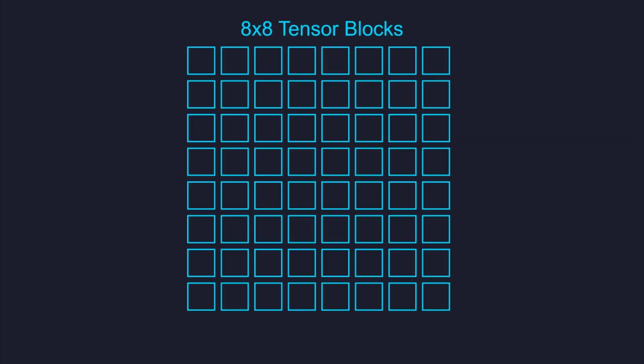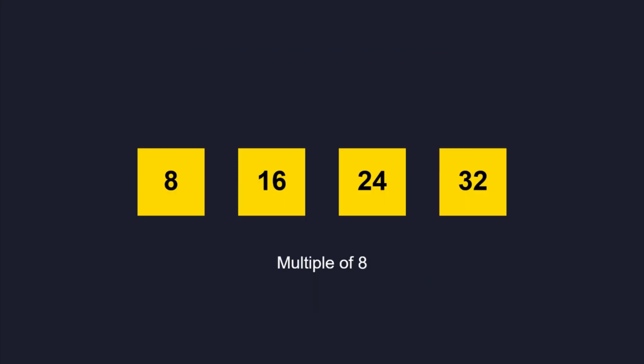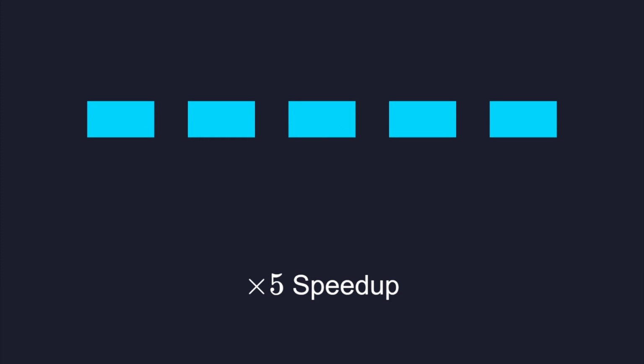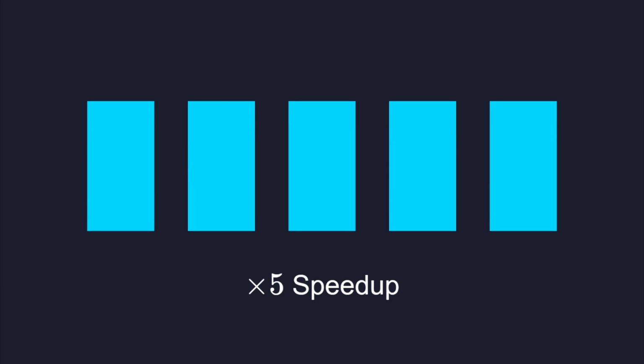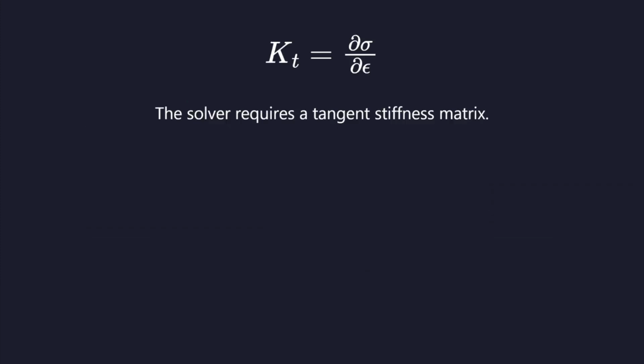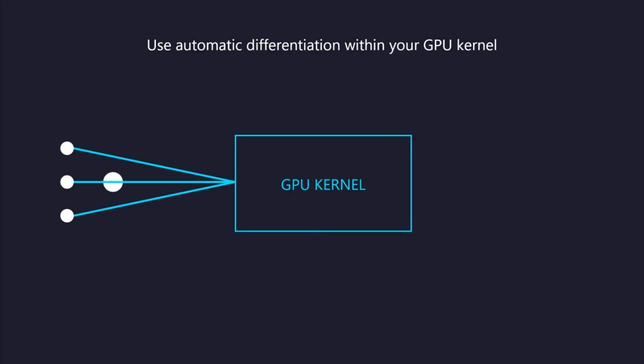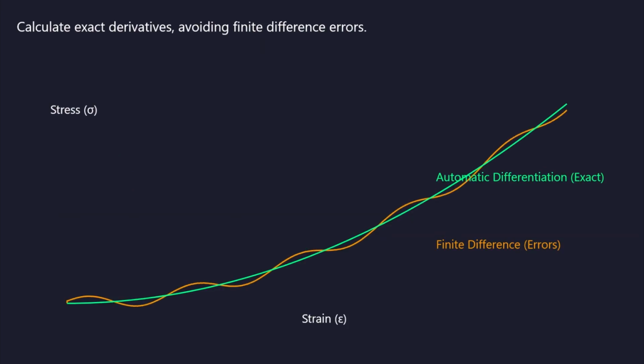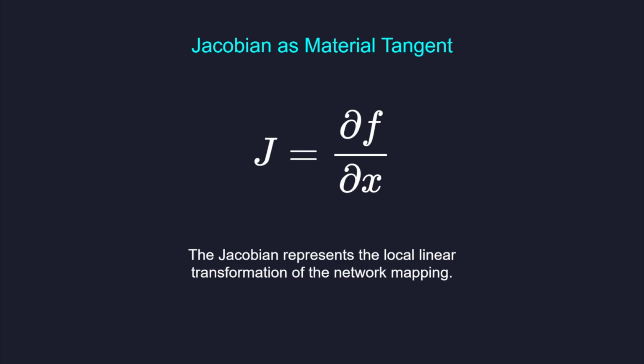Modern hardware features specialized tensor cores designed for matrix math. By aligning your neural network layer sizes to multiples of 8, you can trigger these cores to achieve a 5-fold increase in material evaluation speed. The solver requires a tangent stiffness matrix. Use automatic differentiation techniques within your graphics processing unit kernel to calculate the exact derivatives of the neural network with respect to the input strain, avoiding finite difference errors.